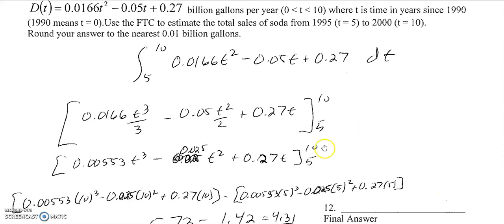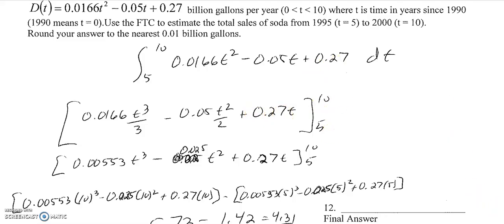So in this case, we're going to take the integral. It's not going to be u substitution. So the integral of 0.0166 t squared, we add 1, divide by it. So it would be 0.0166 t to the third divided by 3 minus 0.05 t. To take the integral, it's negative 0.05. This is t to 1. So add 1, 2, divide by it, you get 2. So negative 0.05 t squared over 2 plus the integral of 0.27 would be 0.27 t from 5 to 10.